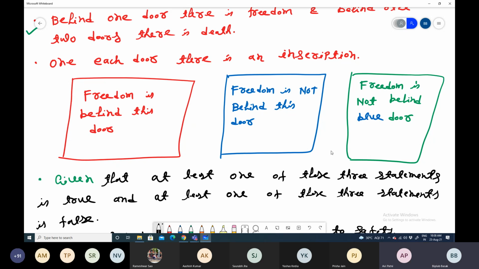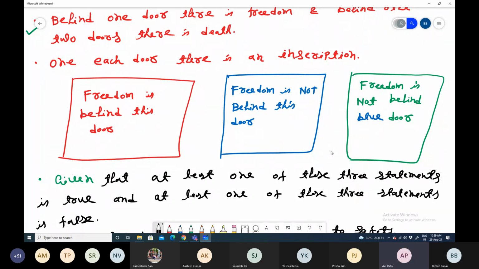Sir, the first statement that at least one of the three statements is true can be represented by, let's say, PX is that safety is behind the door of color X. Okay, that is the PX. So I can write at least one of these statements is true as PG or PB or PR. Right. And the other one, at least one of these statements is false, I can write as not PG or not PR or not PB.